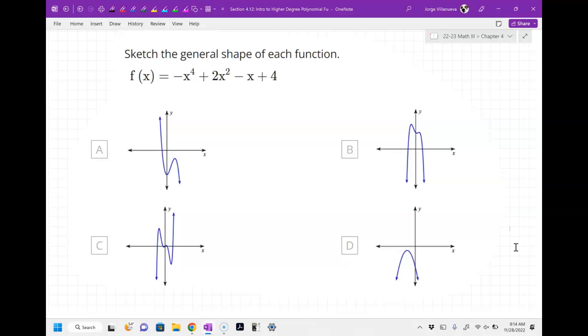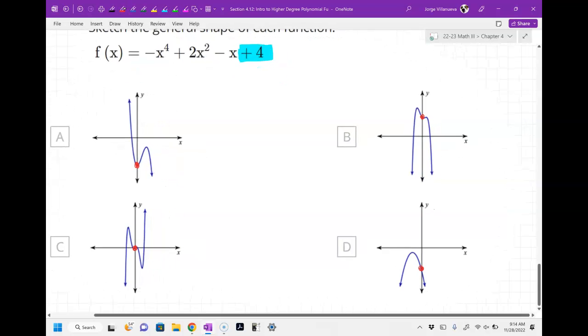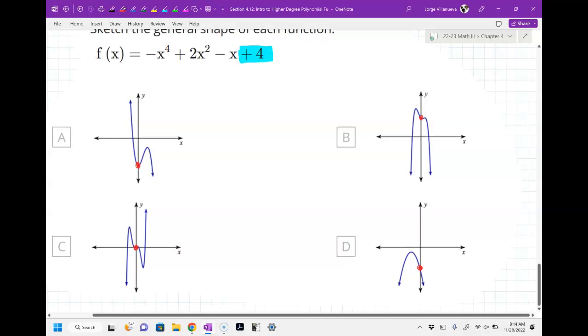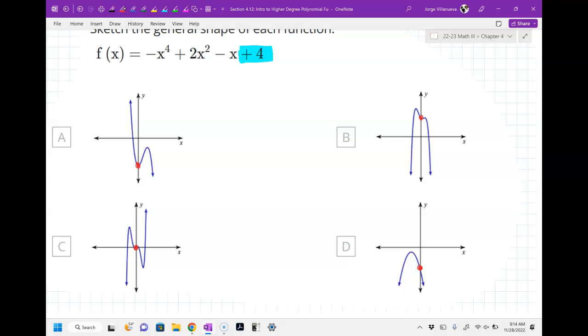Well, first, what am I supposed to look at right away? My intercept, plus 4. I'm going to put dots where the intercept is passing. I'm just kind of looking at those. Okay, let me zoom in just a bit. And this one's actually pretty easy. Which one looks like it has an intercept at a positive 4 for the y-intercept? B. So you're pretty much done.